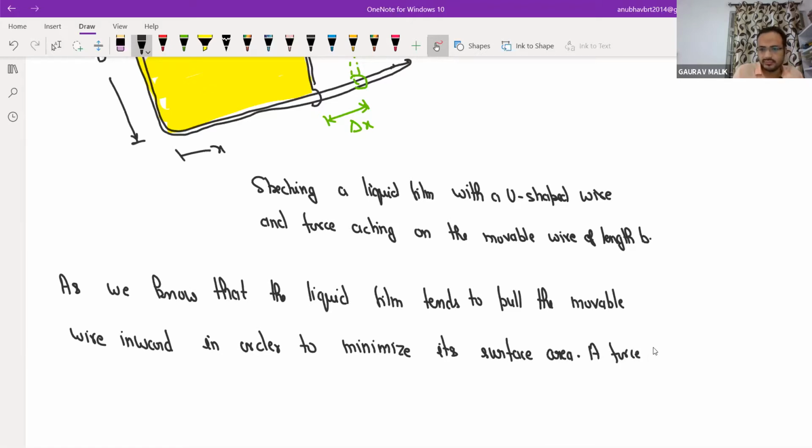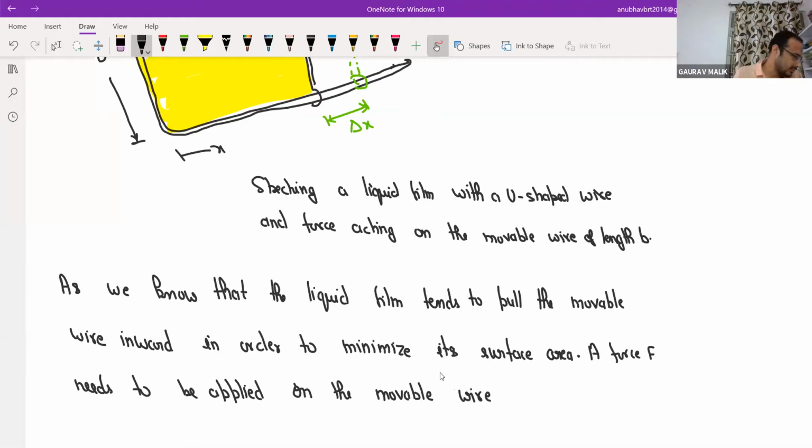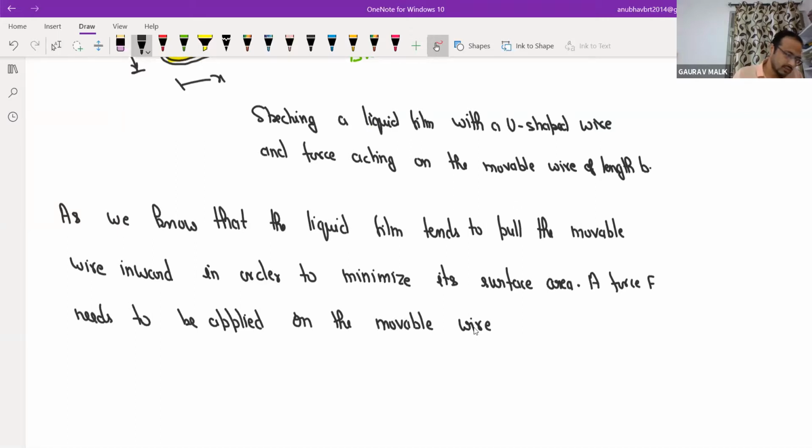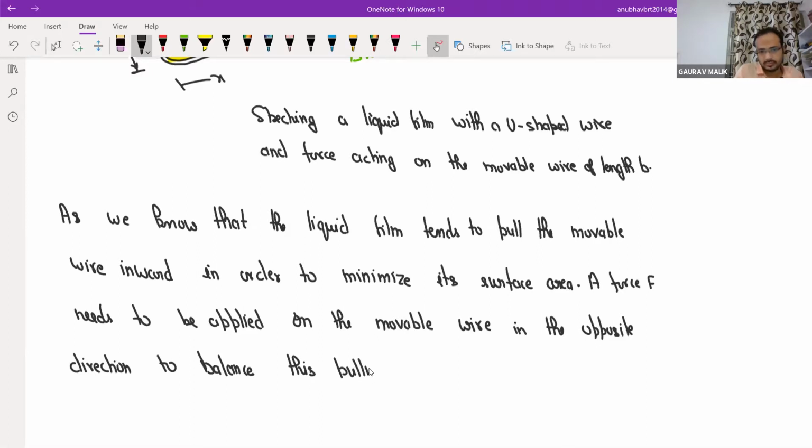So we need a force F to be applied on the movable wire in the opposite direction, to maintain or balance this pulling effect. I hope up to this point there should be no doubt. Is it clear?